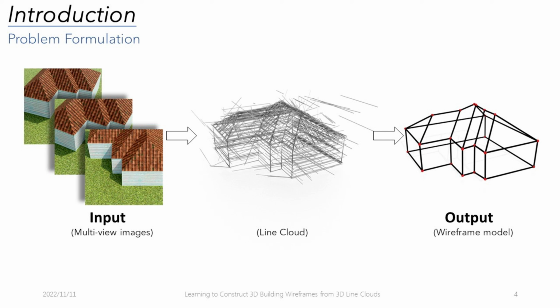To get a wireframe model, we mainly follow two steps. First, we extract a line cloud from multiple images. Secondly, we use a neural network to predict the wireframe model from the input line cloud.